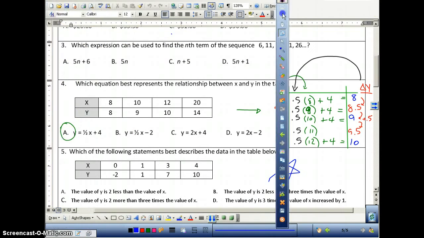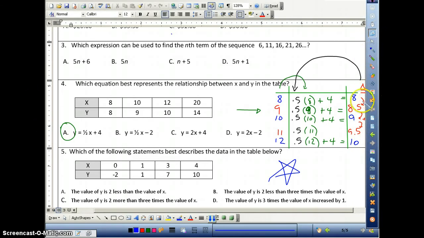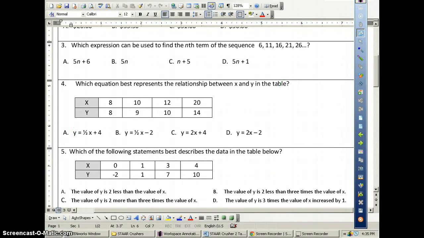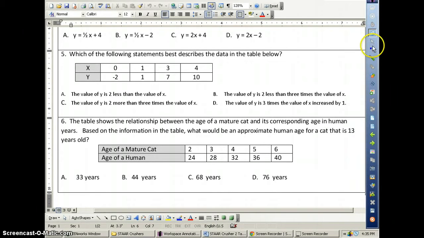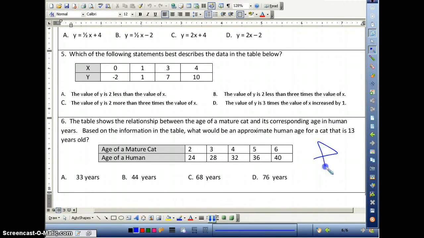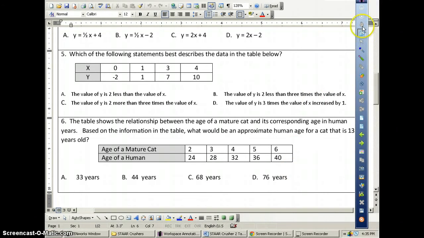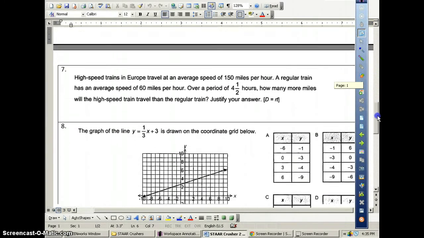Let me move this over. I'm not used to that over there. And you're also going to do it on number 6. Do the same thing here. Set up your table. Make sure that your x values here are increasing by 1 each time. Find out what the change in your y's are, and then do the whole process, just like we've been doing. All right?